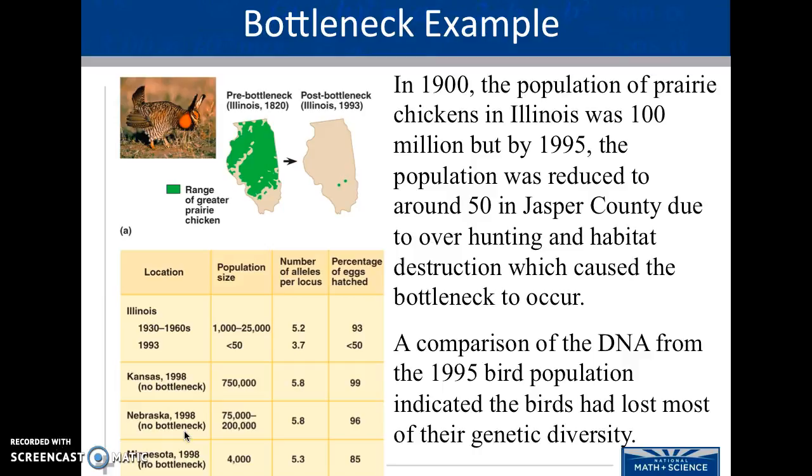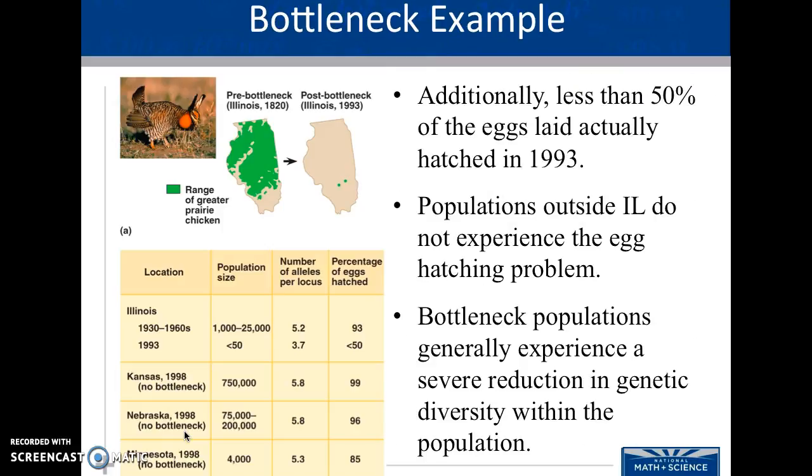This also means that my population is very unstable. Less than 50% of the eggs that were laid actually hatched. Populations outside of this don't experience this problem, and so the genetic drift and the bottleneck effect resulted in some negative genetic traits being passed on.